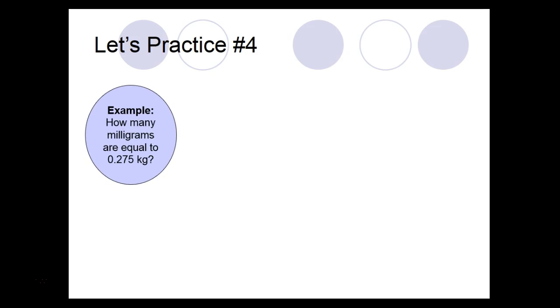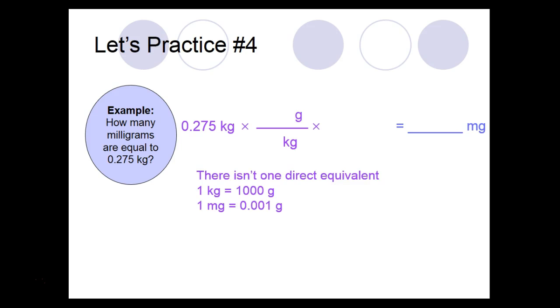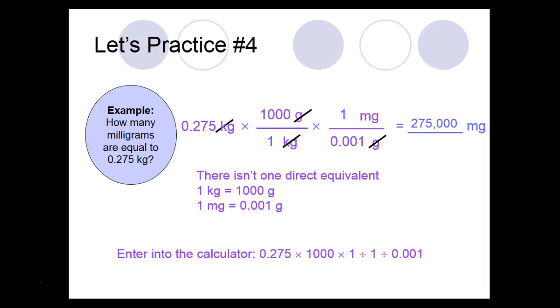Okay, another practice problem. How many milligrams are equal to 0.275 kilograms? Pause the video, try to work it out. So this should be the resulting answer that you got.